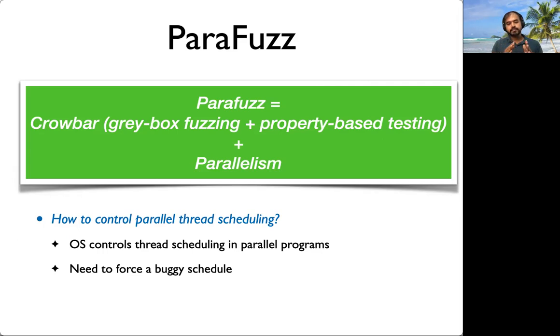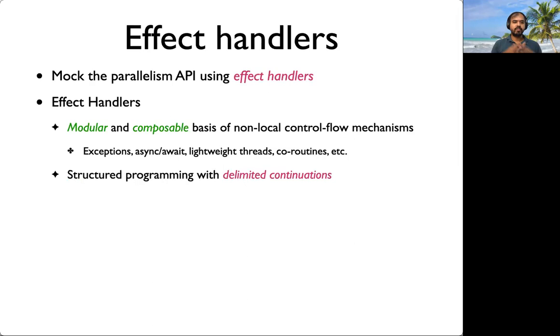But in order to trigger these hard to find concurrency bugs, you need to force a particular buggy schedule. So you need somehow to control the parallel thread scheduling, right? How do we do that? The way we do that is through effect handlers. So we mock the parallelism API using effect handlers.